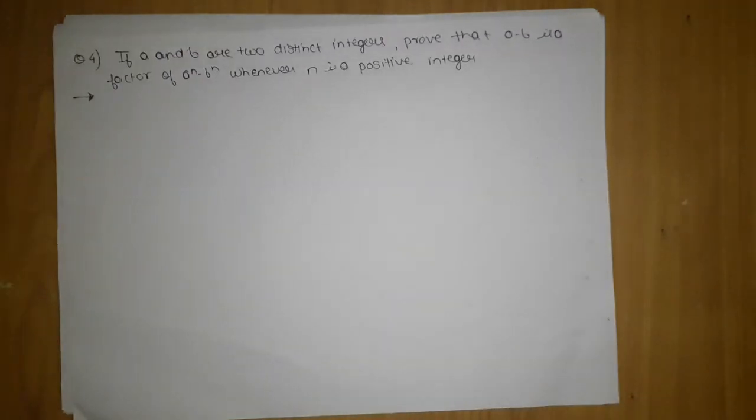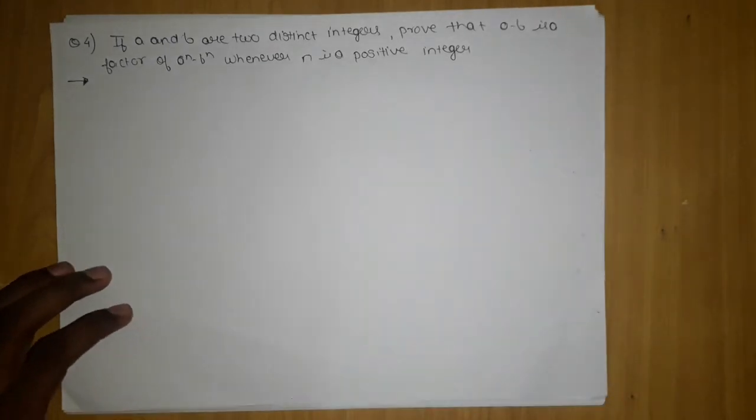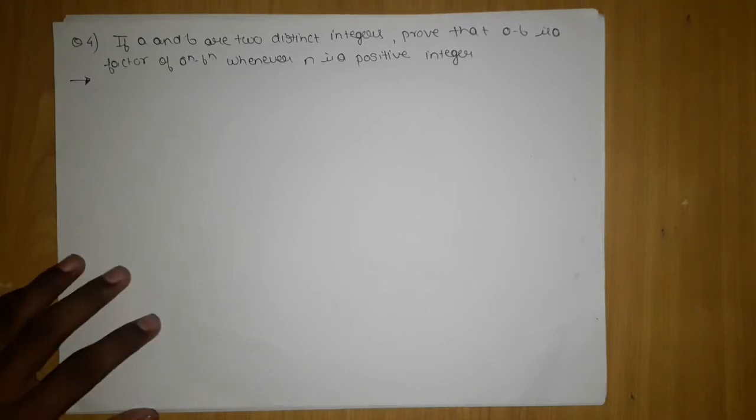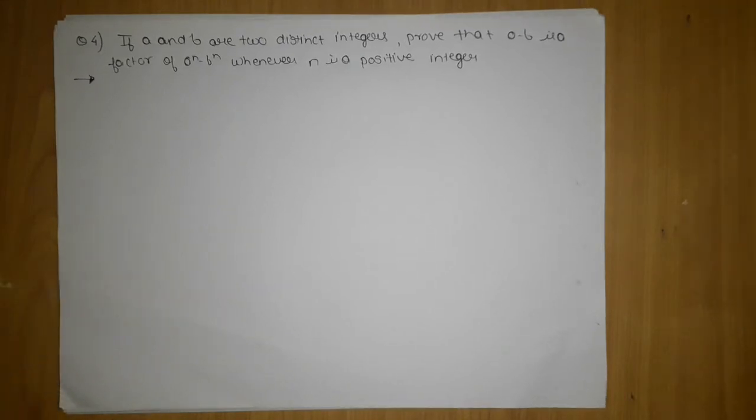Now the question which we are going to take in this session is as follows. The question says, if a and b are two distinct numbers, prove that a minus b is a factor of a power n minus b power n whenever n is a positive integer.